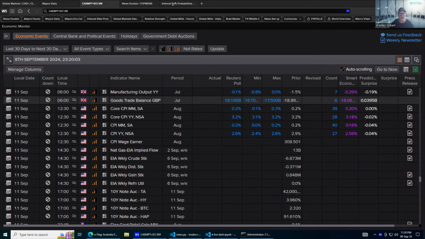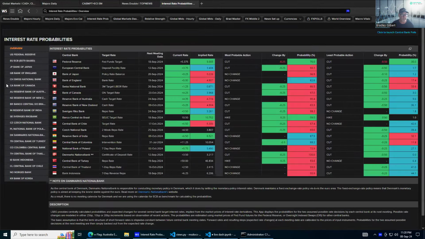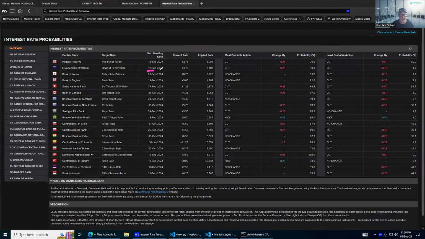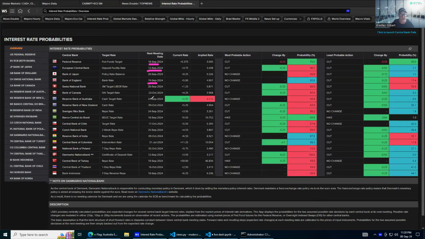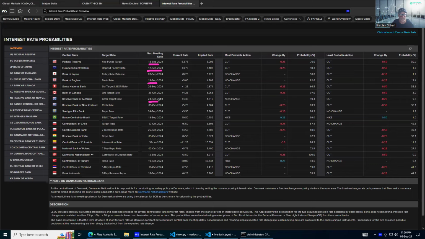If you have a look through the rest of the central banks, this is the start of the cycle of cutting by all the central banks. ECB on the 12th. We've got the Fed coming up on the 18th, Bank of England on the 19th, and then you've got the RBA on the 24th. They've come out and said they're not cutting rates anytime soon, which I find a little bit dumbfounding. And then the Bank of Japan, they won't be doing much.